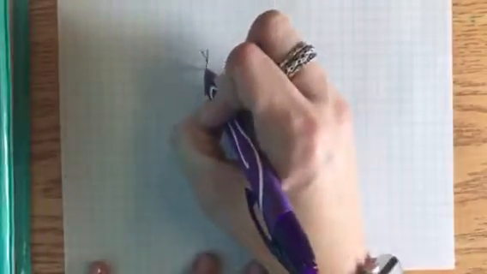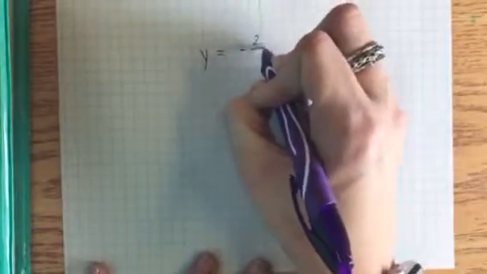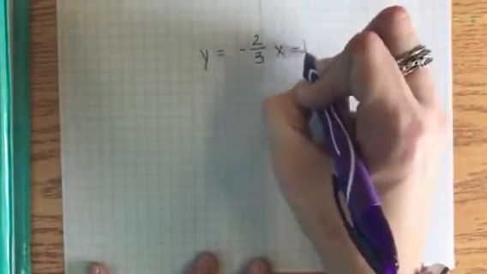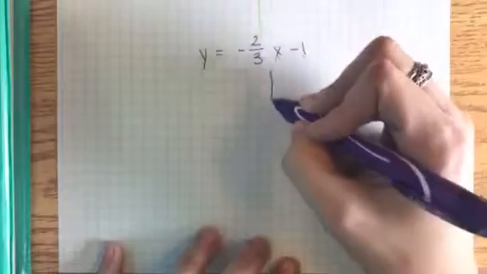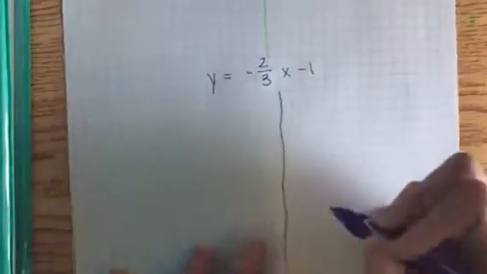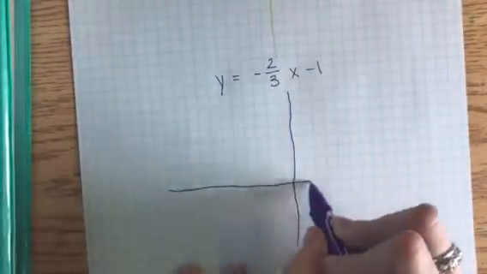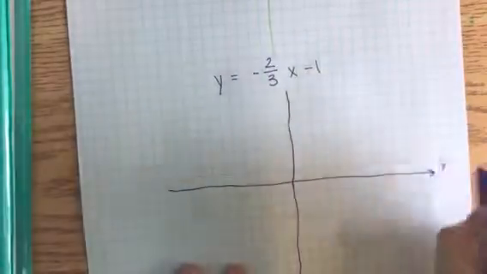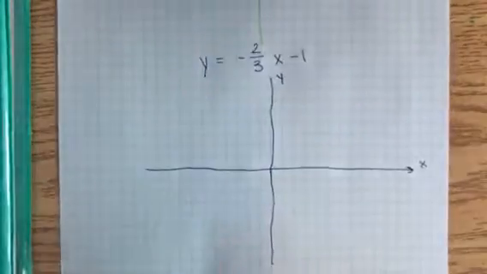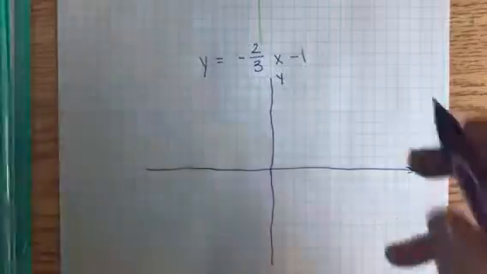Okay, so let's look at another one. Let's say, how about y equals negative 2 over 3x minus 1? If we want to graph this, again, we're going to need a coordinate plane. Oh, geez, my paper moved. That was terrible. So we have our x, we have our y. In this case, our m is negative 2/3.